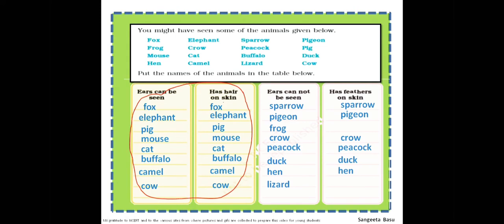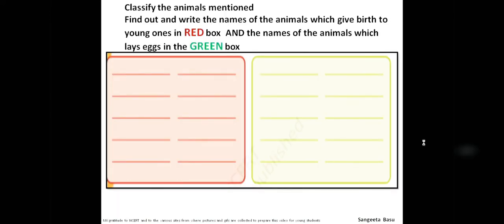Now if you see these animals which are here, all these animals whose ears can be seen and have hair on their skin, they give birth to young ones. That means they have their babies. They give birth to babies, the young ones. And all these which are this side and which ears cannot be seen and have feathers on the skin, and some of them do not have the feathers, these lay eggs. Okay, so let us go to the next page and let us do this exercise.